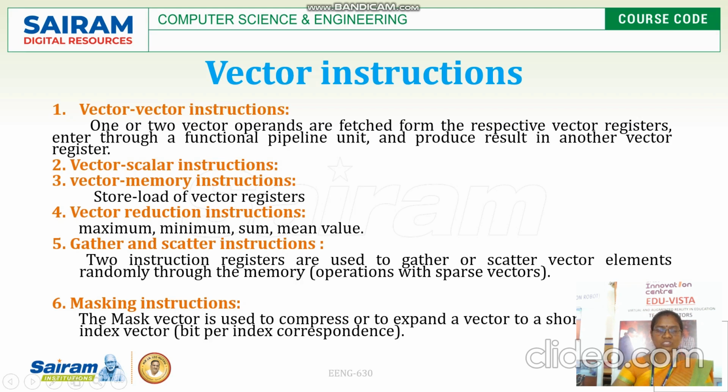Vector to vector instruction. Here both the operands are vectors. Those operands are fetched from the respective vector registers, and after they are fetched, they enter the functional pipelining unit. And the second one is vector scalar instruction. Here one operand is a vector and the other operand is a scalar.